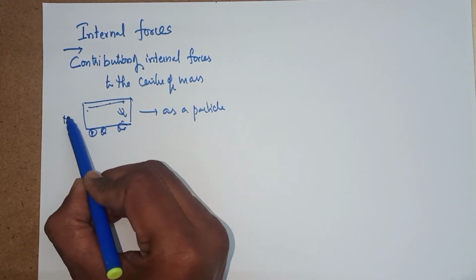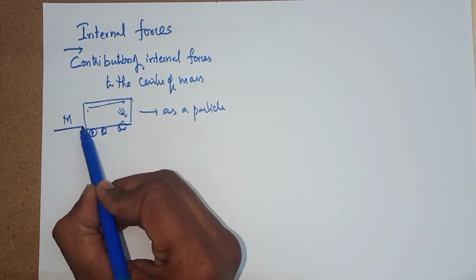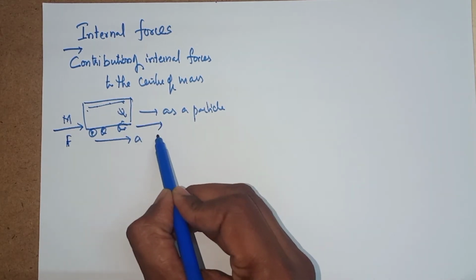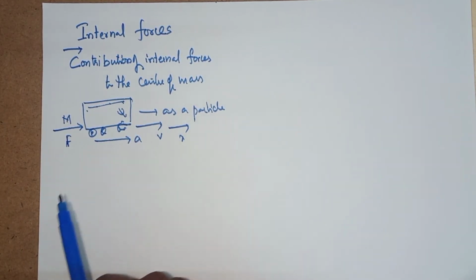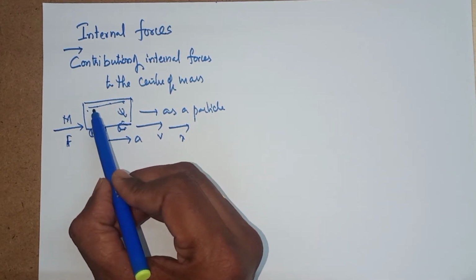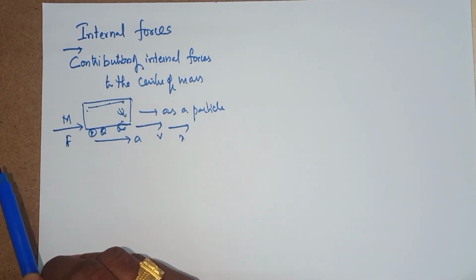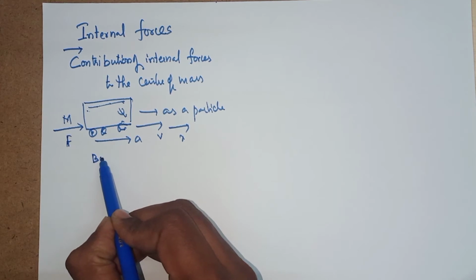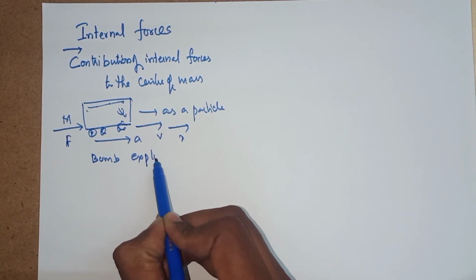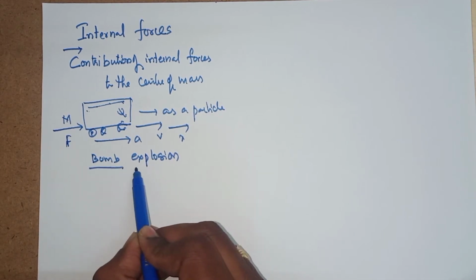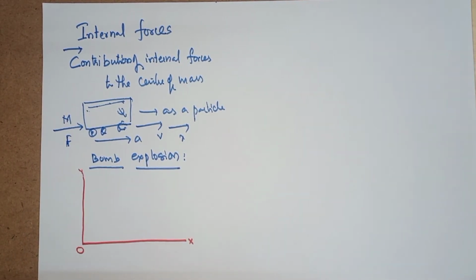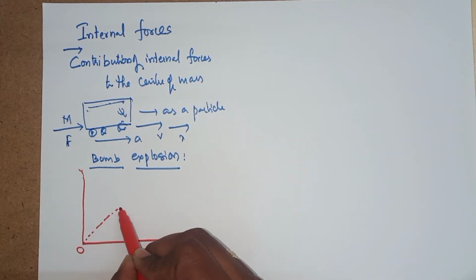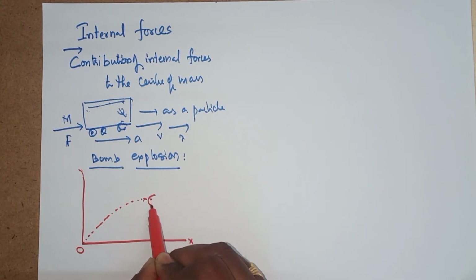The whole system of the body has mass m and the force acting on it is F, and we observed the acceleration of the body, velocity of the body and displacement of the body. The importance of internal motions of the particles inside it we have not considered. Right now, let's see a simple bomb explosion and how the center of mass is affected by this. Let's say that a body has been projected. The body might be like a bomb.